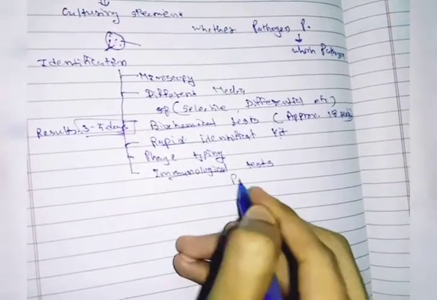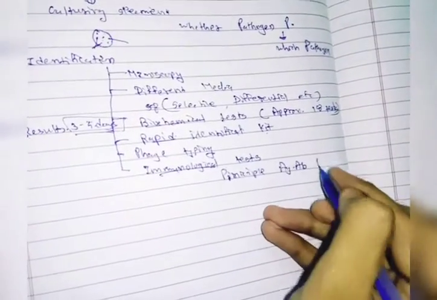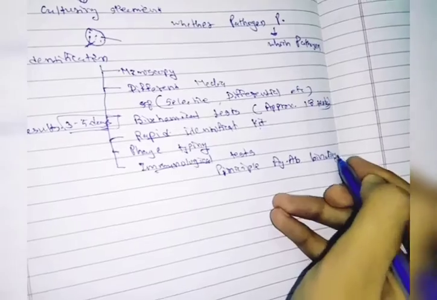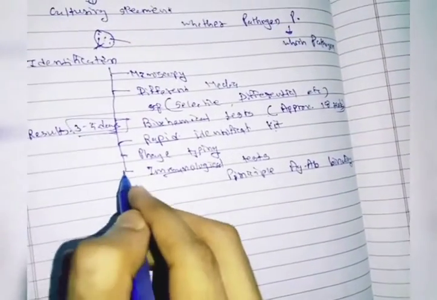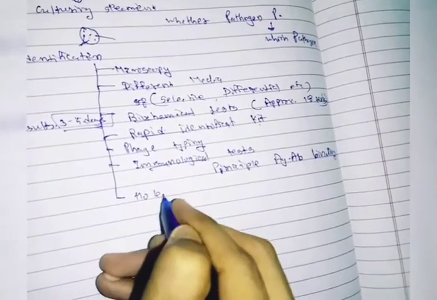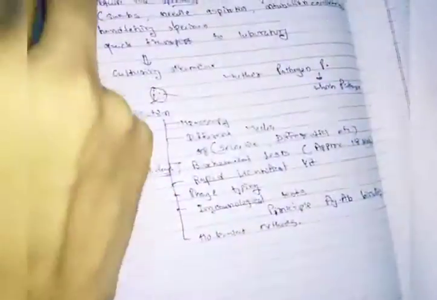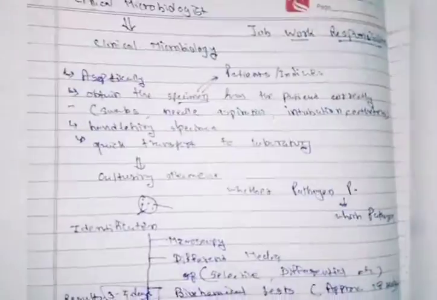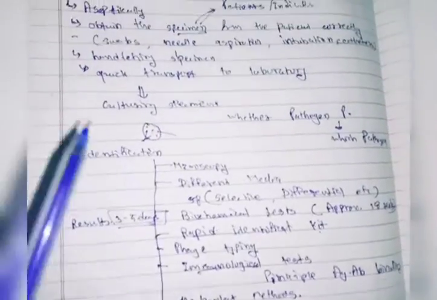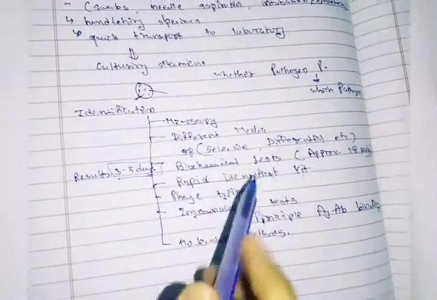This depends on the principle of antigen antibody binding. We all know what is antigen, what is antibody. Next is molecular methods, very much used nowadays. Okay. So this is the thing that he or she has to do in the laboratory: specimen collection, culturing, laboratory techniques. This is just an overview.